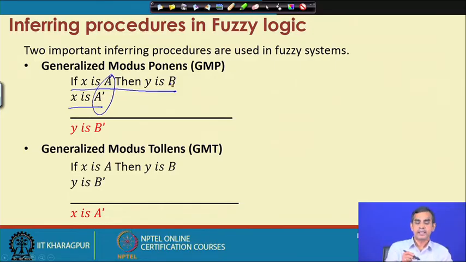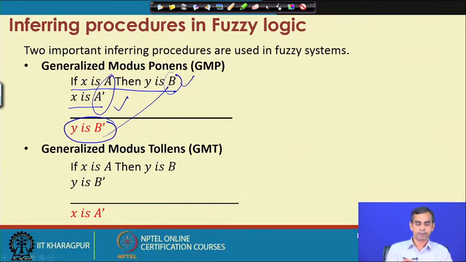Okay. So, the idea of GMP is that if this is given and this is given, then we can conclude or infer another proposition, y is B dash, where B dash is another fuzzy set and B dash is defined over the same universe of discourse as B.